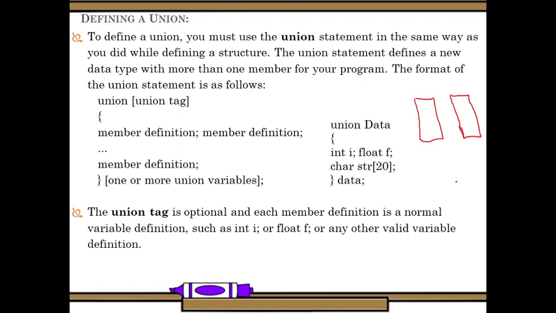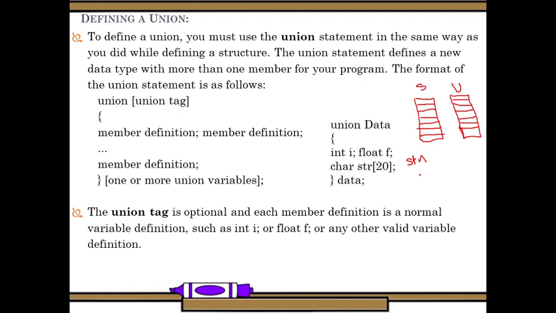For example, we have a structure student, and the same for union also. Let us make some blocks, where each block is of 1 byte of memory. This is what I am using for the structure, and this is what I am using for the union.